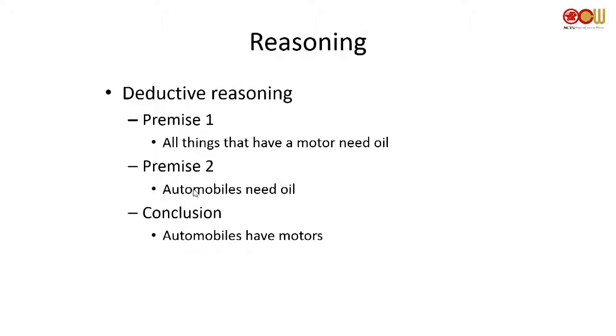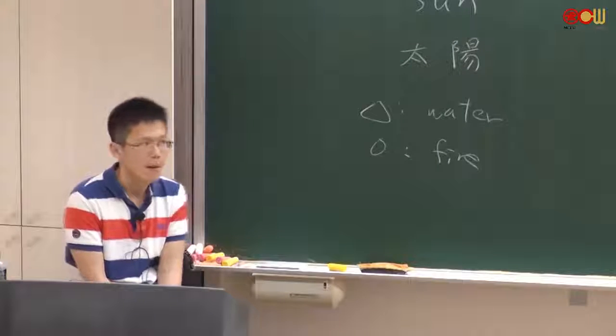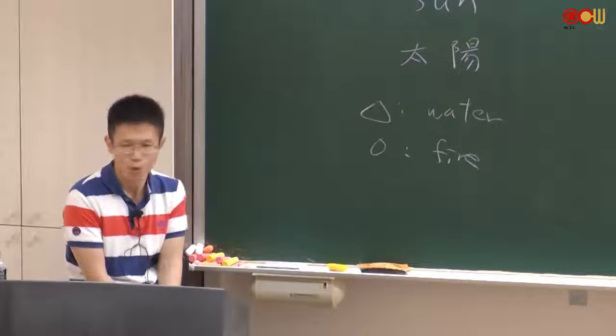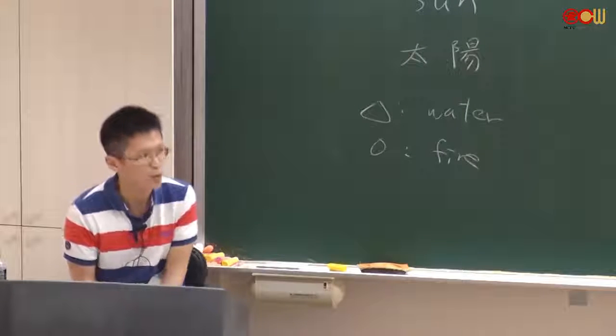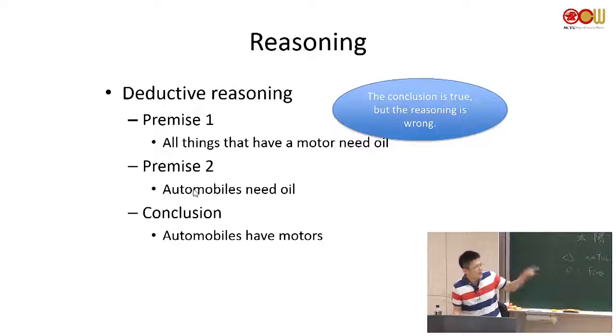Automobiles, 汽车. If you look at this reasoning, actually it looks fine. But it's wrong. Why is it wrong? Because the conclusion is true according to your life experience. Automobiles all need motors. But this conclusion is not based on the two premises.